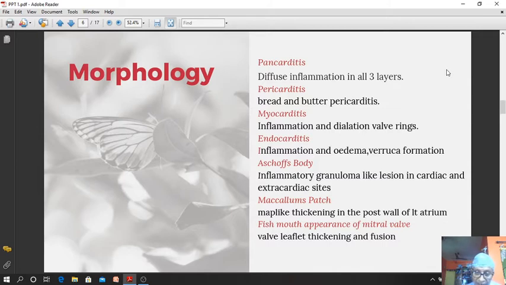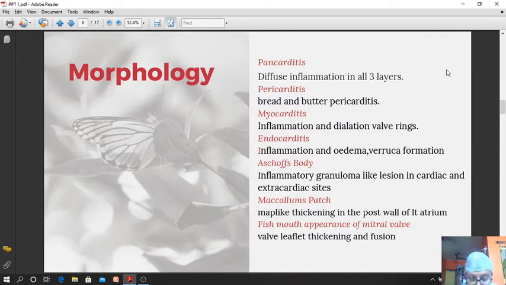Next is myocarditis, that is inflammation of the myocardium. Here we get inflammation and dilatation of all the valve rings. In endocarditis, there is inflammation, edema, and verruca or verrucae formation. Verrucae are nothing but small nodular irregular surfaced lesions on the valve rings.